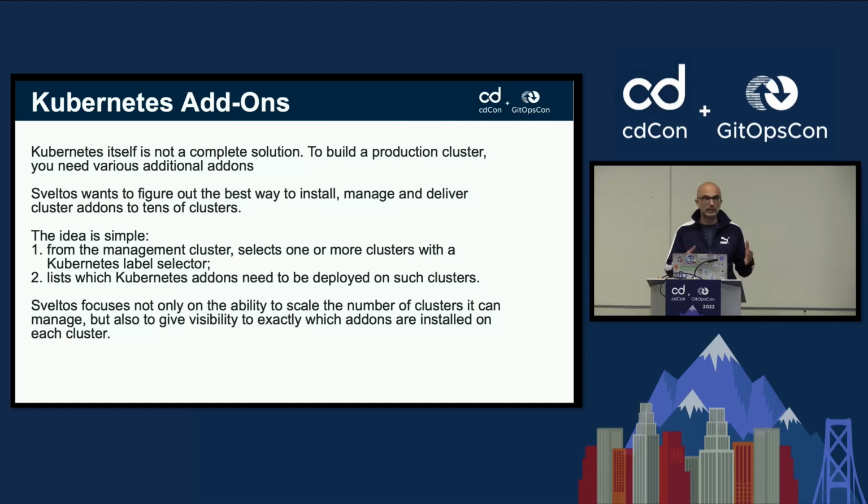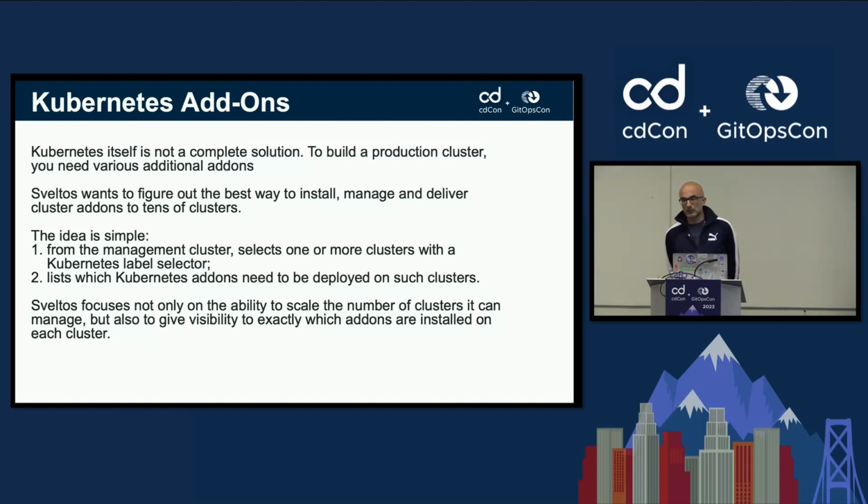You need a CNI. If you want network policies that dictate who can talk to whom, you need those. You need Prometheus if you want to collect metrics. You need to deploy your own applications. And there are other tools today already, Flux, Argo CD, Rancher Fleet if you're using Rancher, to deploy add-ons. And Sveltos wants to be a solution to easily manage and deliver cluster add-ons to tens of clusters.